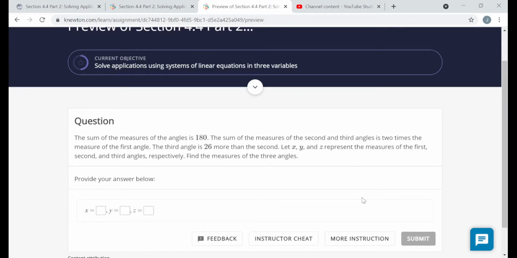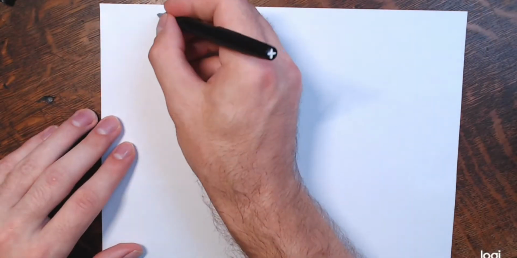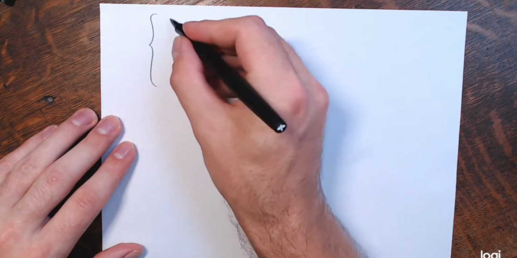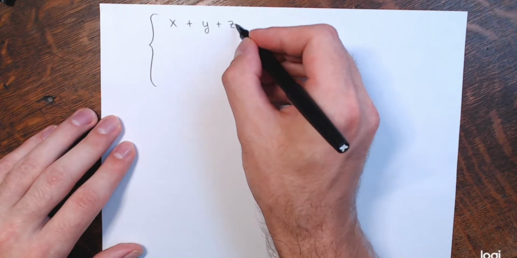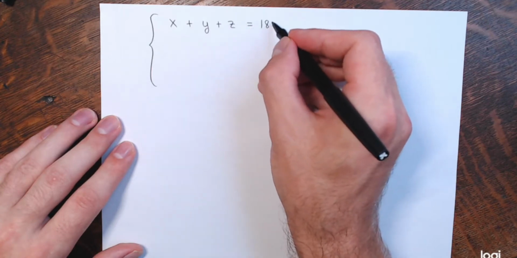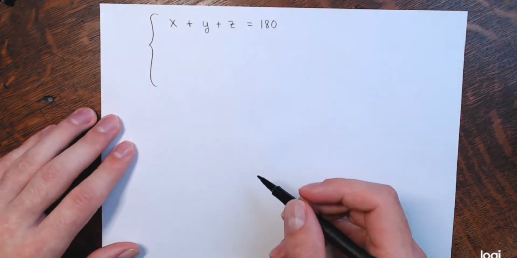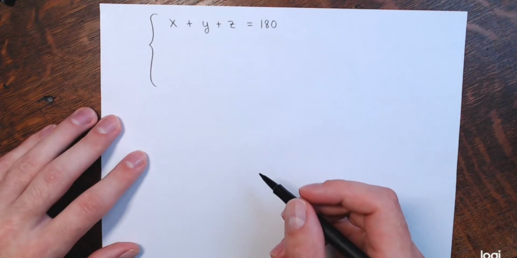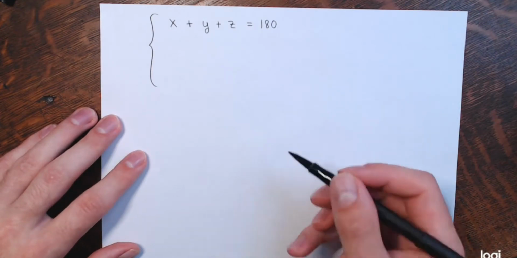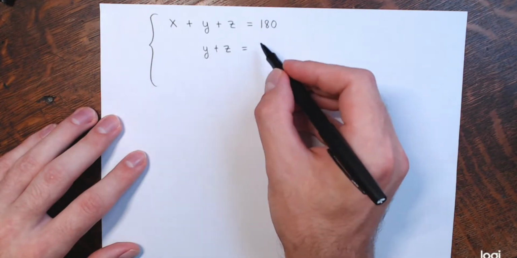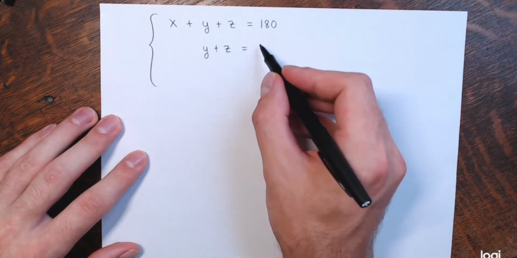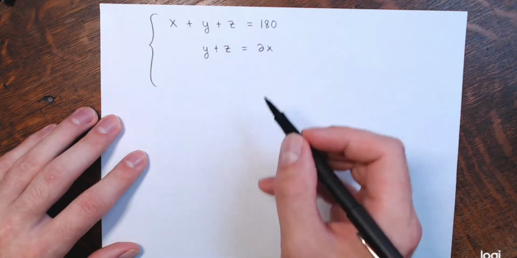Find the three angles. So I'm just going to write, hopefully you've watched the first two examples, I'm just going to write that system. So remember the system, the first one was the sum of the three angles, x plus y plus z is 180. The second statement, the sum of the measures of the second and third angles, that was y plus z. The sum of the second and third angles is 2 times the measure of the first, 2 times x.